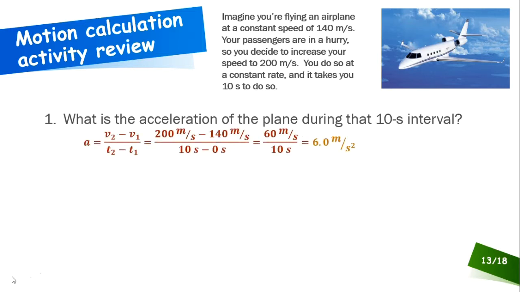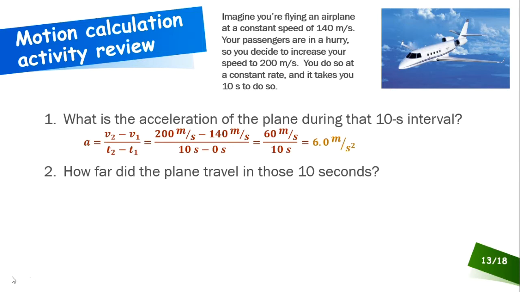Well, if you go back to the definition of acceleration, change in velocity over change in time. So we started at 140, we increased to 200. So the difference between those two is going to be the change in velocity. And the total time, 10 seconds, there on the bottom. So 200 minus 140 is 60, divided by the 10 seconds gives us 6 meters per second squared. This is the acceleration of the plane during that interval.